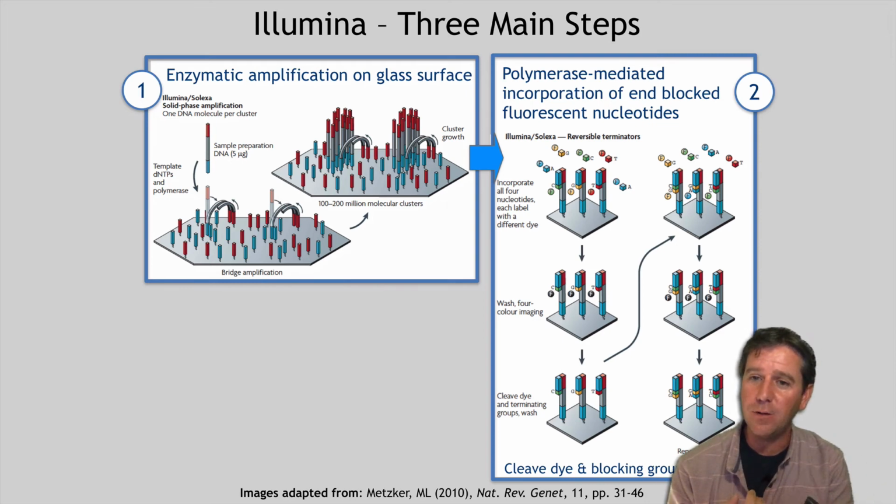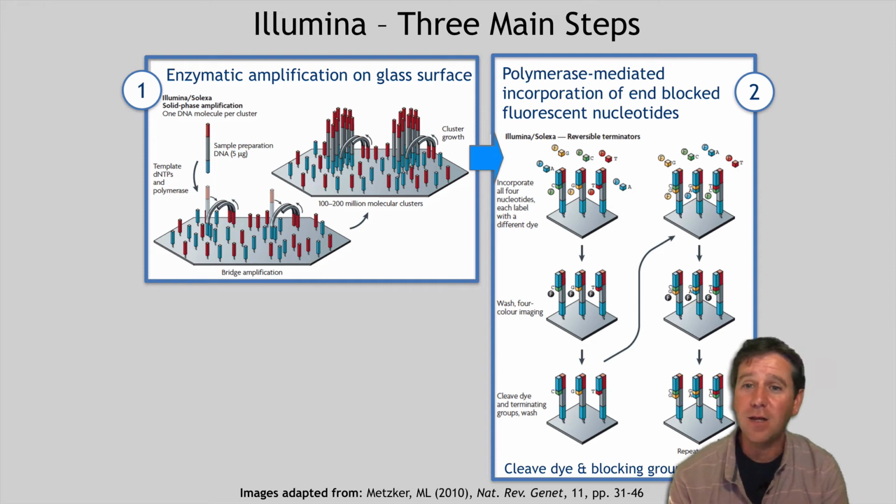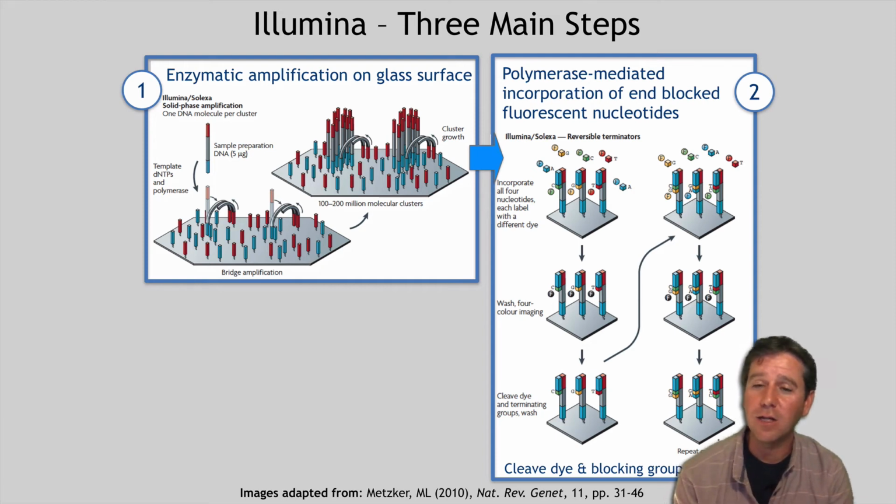But the idea is they're labeled and they're blocked, so you can only add one at a time. But you can wash them off. You can wash the fluorophore off, so you're not going to get complications when you add the next one. And you can also wash off the blocking group as well. So then you can do repeated cycles of washing in all 4 nucleotides and seeing which nucleotide binds to these clusters based on its fluorescence.